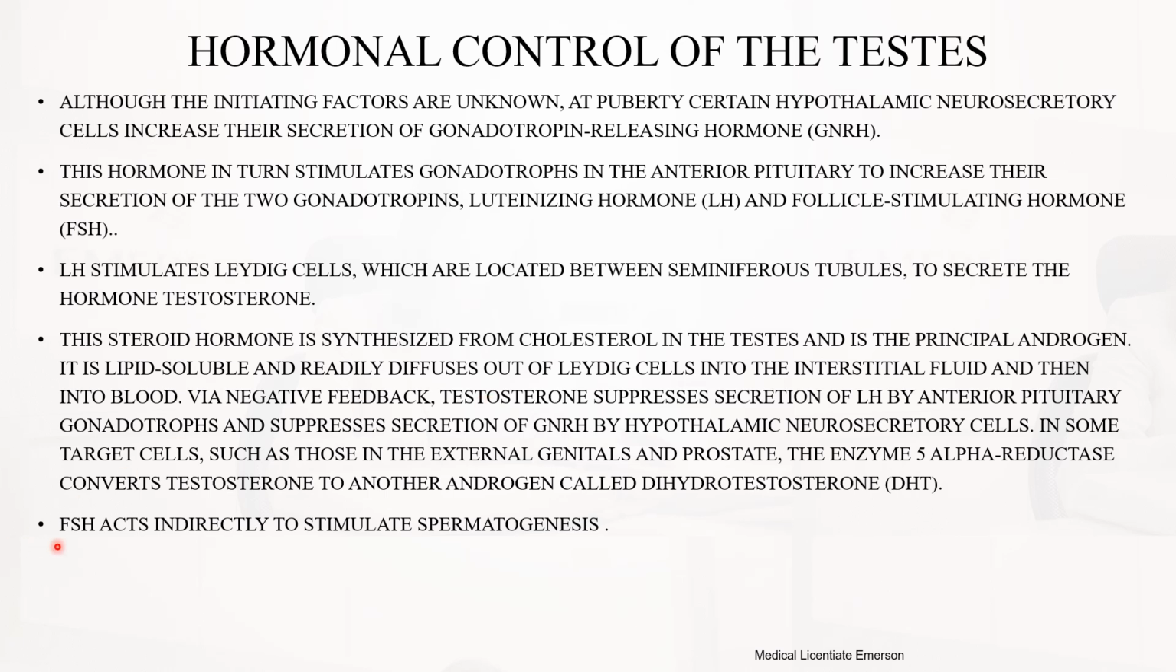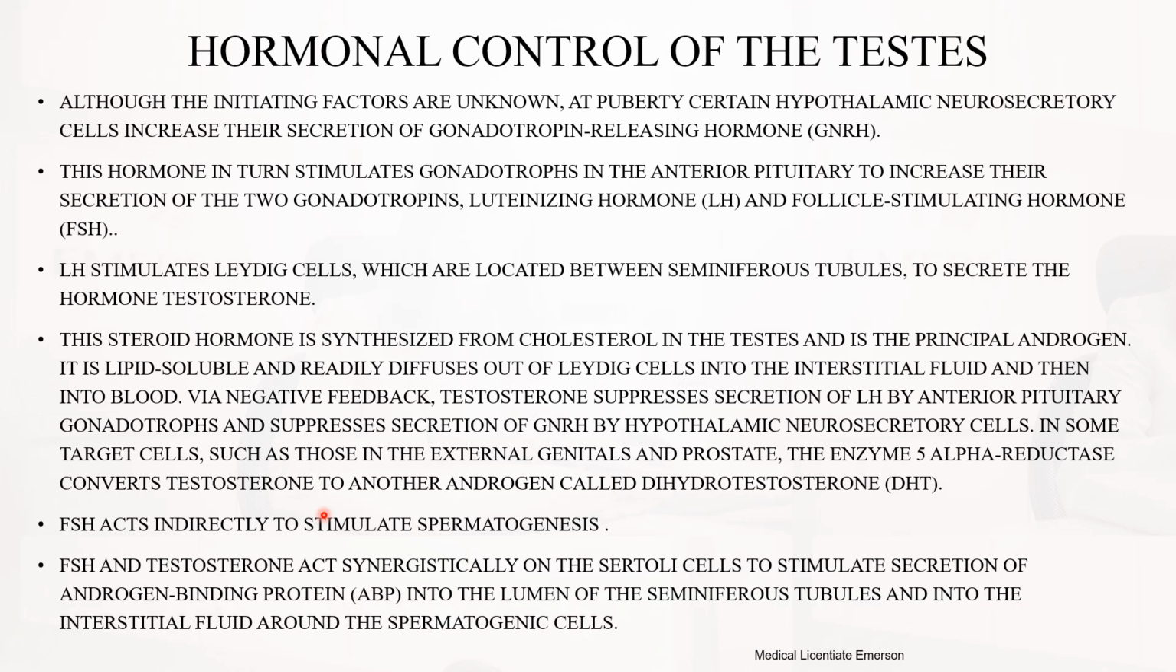Let's now talk about follicle-stimulating hormone. Follicle-stimulating hormone acts indirectly to stimulate spermatogenesis. In short, it stimulates the Sertoli cells, which activate spermatogenesis. But the one which causes the sperms to mature during spermatogenesis is testosterone. So testosterone is still the one which will finish the process that was started by follicle stimulating hormone.